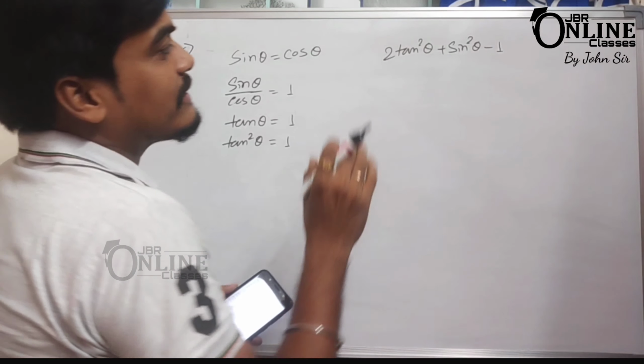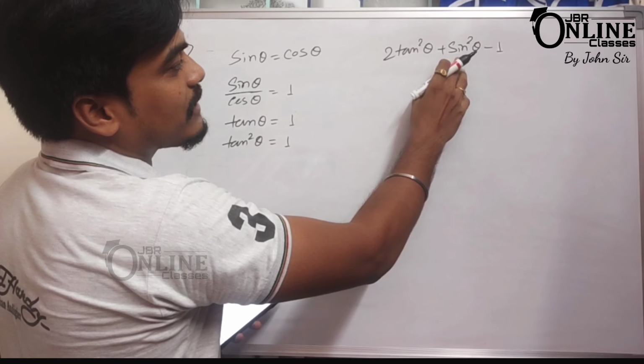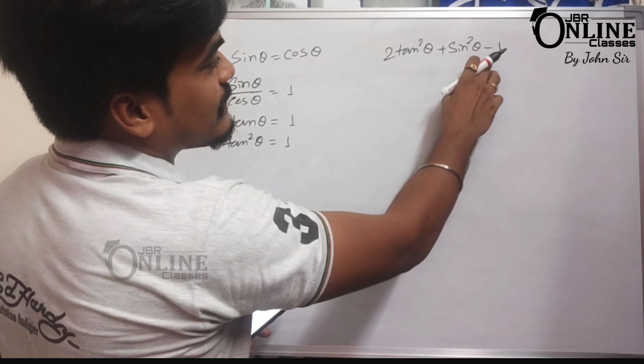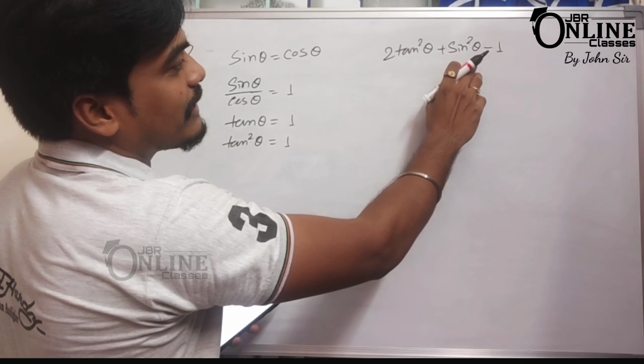Now if tan square theta equal to 1, so you can easily put down the value here. And you know that sin square theta plus cos square theta equal to 1. So that means sin square theta minus 1 equal to minus cos square theta. So here we can write 2 into 1 and then minus cos square theta instead of sin square theta minus 1.